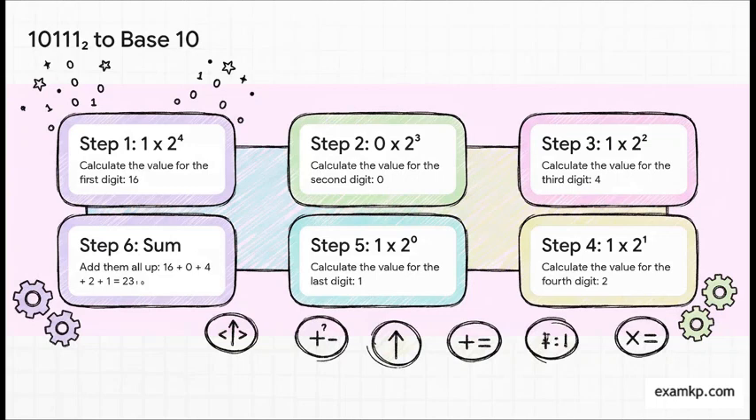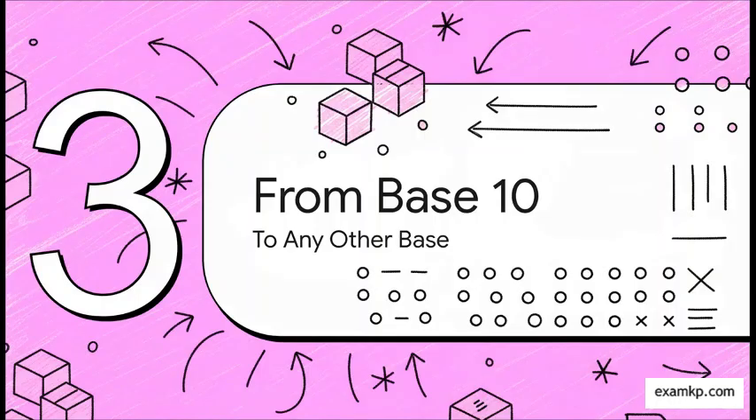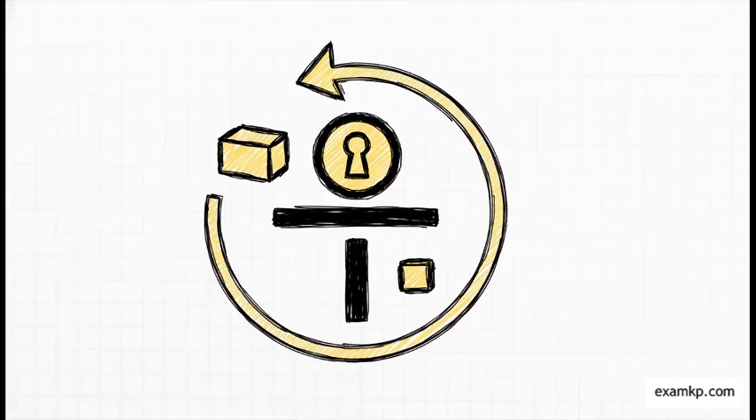Alright, so we figured out how to go from other bases to base 10. Now, let's learn how to do the reverse. Section 3 is all about converting from our familiar base 10 to any other base they can throw at us. And the good news, the method is incredibly straightforward. All you need to remember are 2 simple words: repeated division. That is the entire secret.